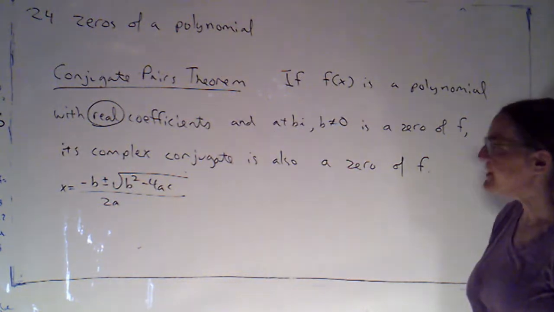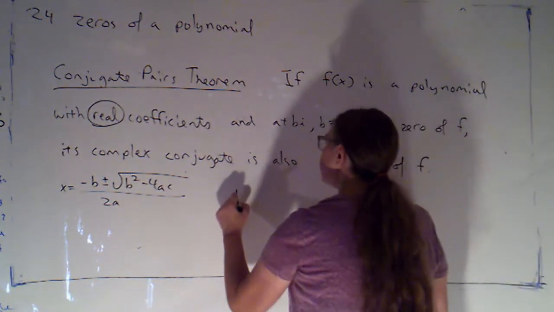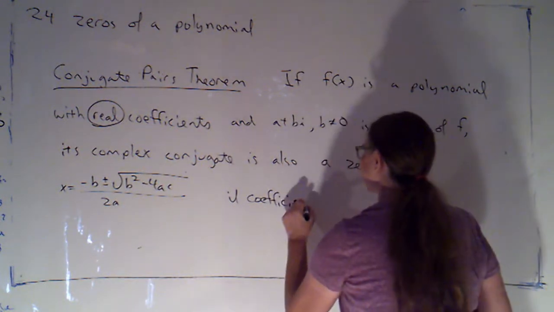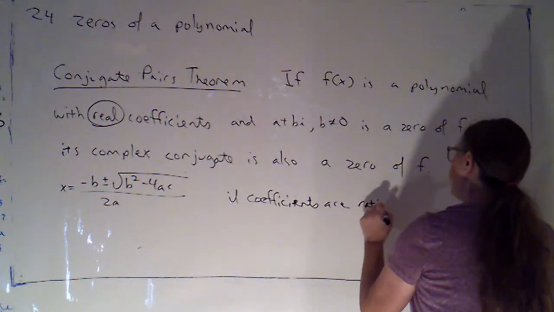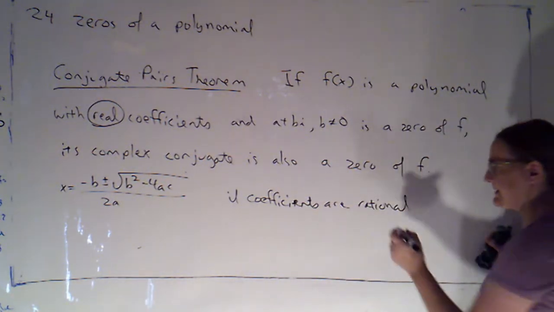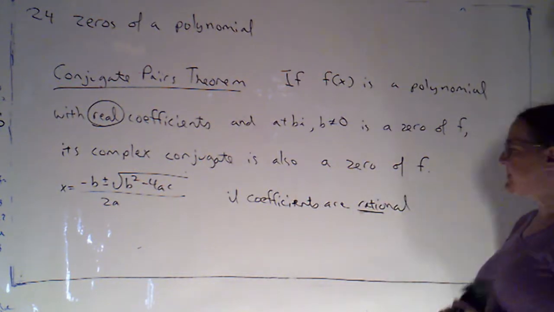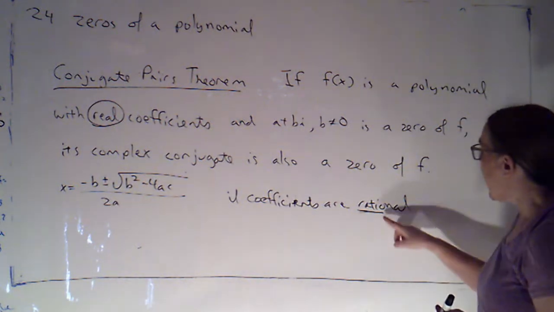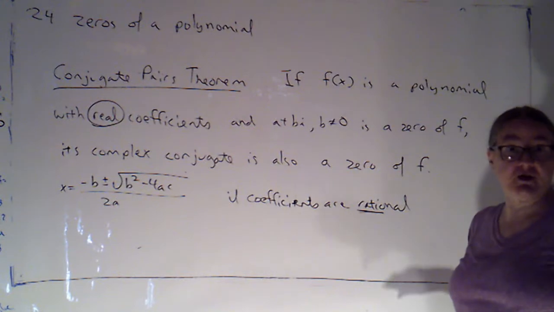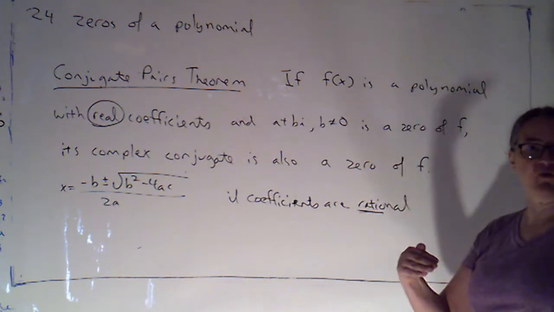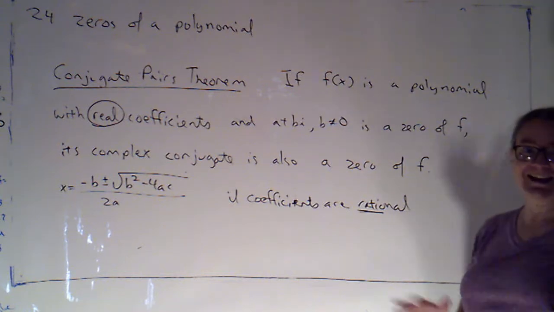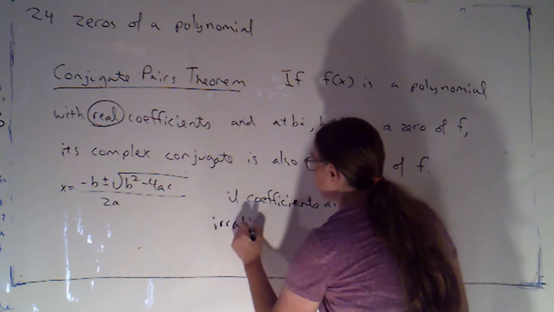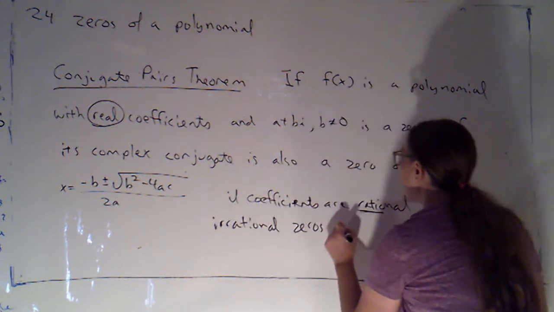Something that's also true but not explicitly stated in your textbook is that if the coefficients are rational, and rational has the word ratio in it, that just means that this can be written as a ratio or a fraction of integers. Okay, so all the integers count, because 2, for example, could be written as 2 over 1, and then we get all of the fractions. What we don't get is the roots that don't simplify. So if the coefficients are rational, irrational zeros also come in conjugate pairs.